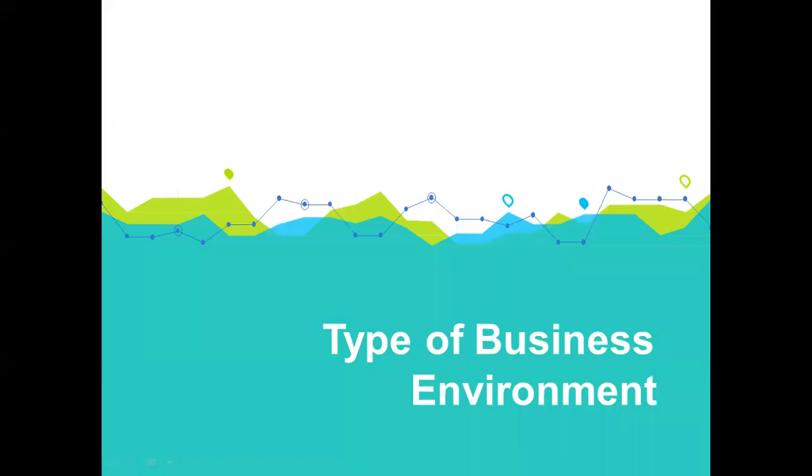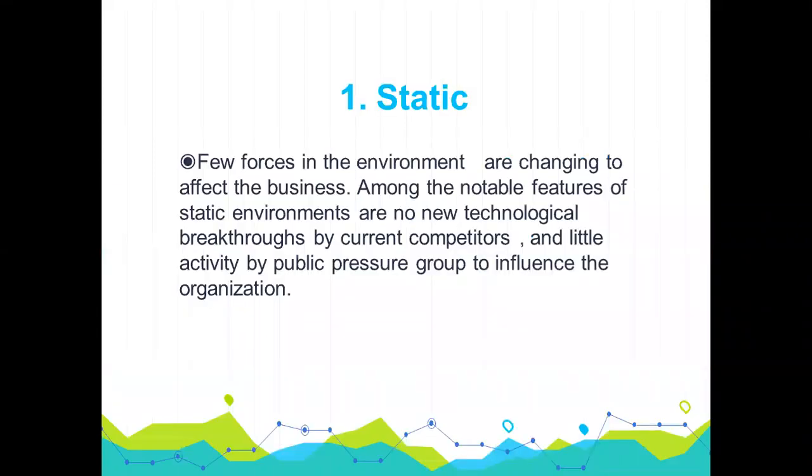Types of business environment. We have actually two major types of business environment: the static and the dynamic environment. A static environment refers to few forces in the environment that are changing to affect business. Among the notable features of static environments are no new technological breakthroughs by current competitors and little activity by public pressure groups to influence the organization.